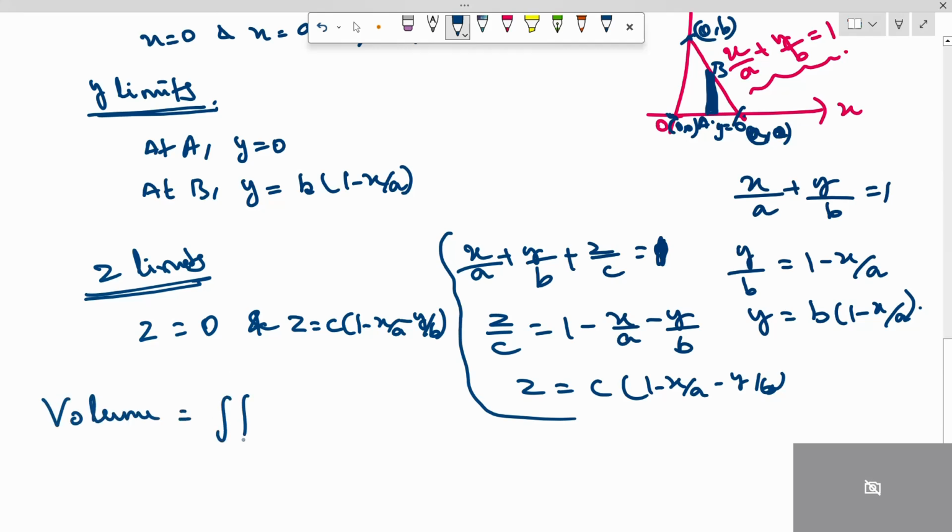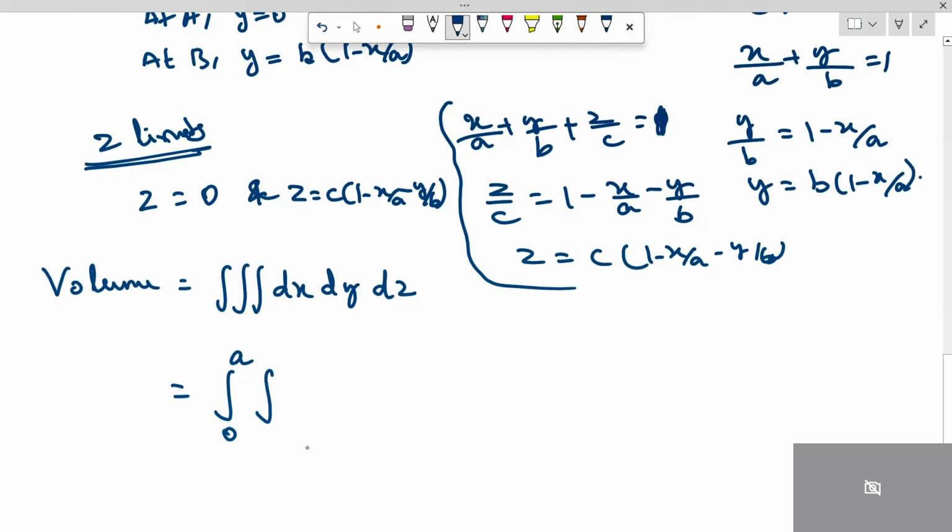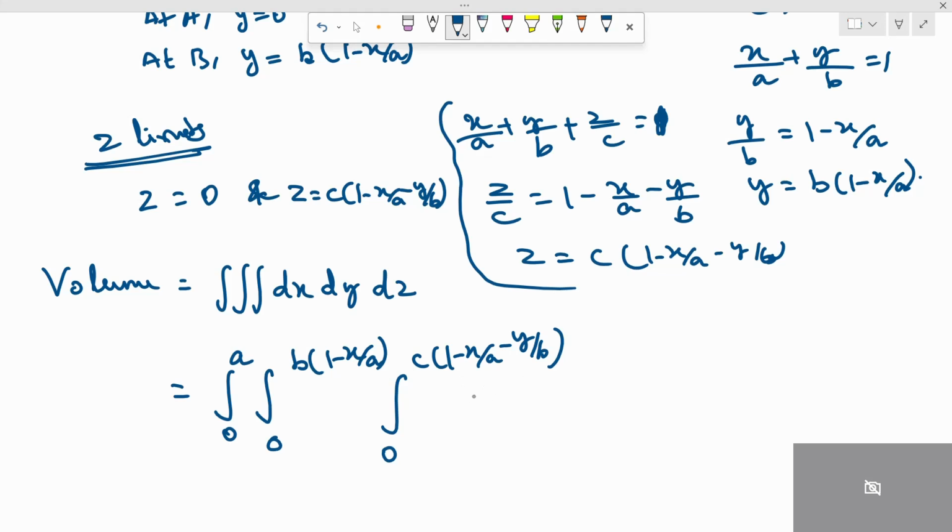First write the formula, triple integral dx dy dz, and then we are going to write the limits one by one. First limit is x limit 0 to a, y limit 0 to b into 1 minus x by a, and then z limit 0 to c into 1 minus x by a minus y by b. First we write the z limit, which means first integration with respect to z. Next these are the y limits dy, then finally integrate with respect to x dx.